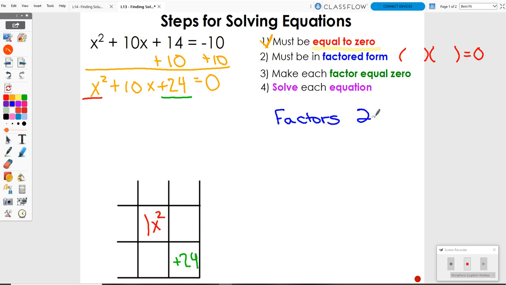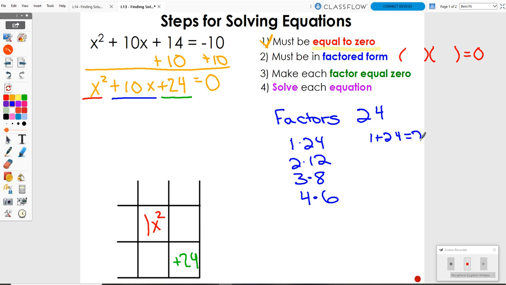And there are lots of factors of 24. We have 1 times 24, 2 times 12, 3 times 8, and 4 times 6. But we're looking for this pair of factors that add up to 10. So factors of 24 that add up to 10. If I were to add 1 plus 24, it does not add up to 10.